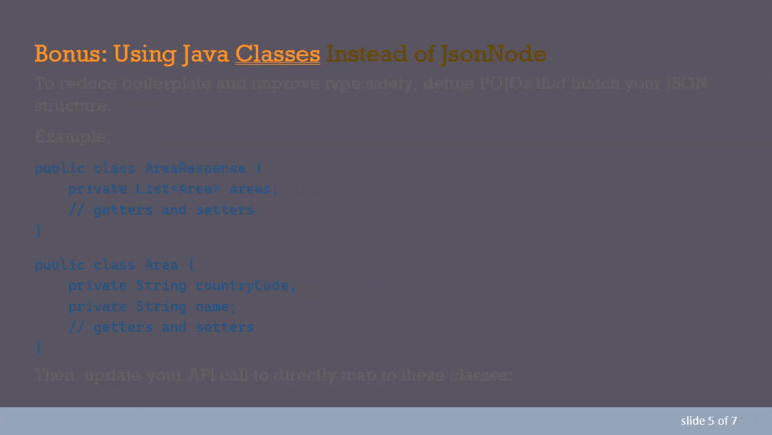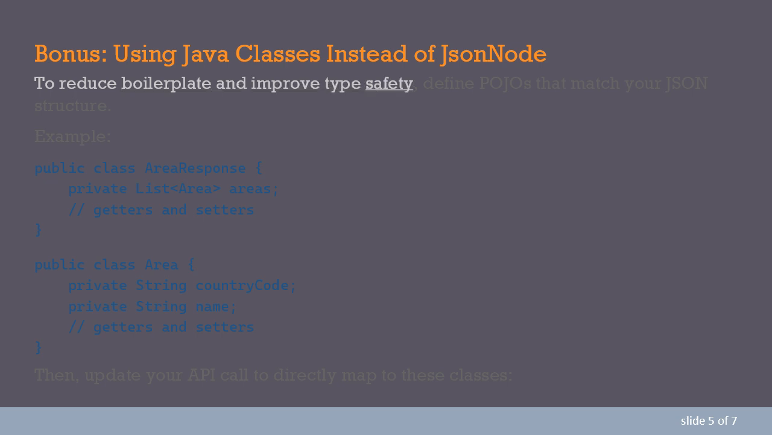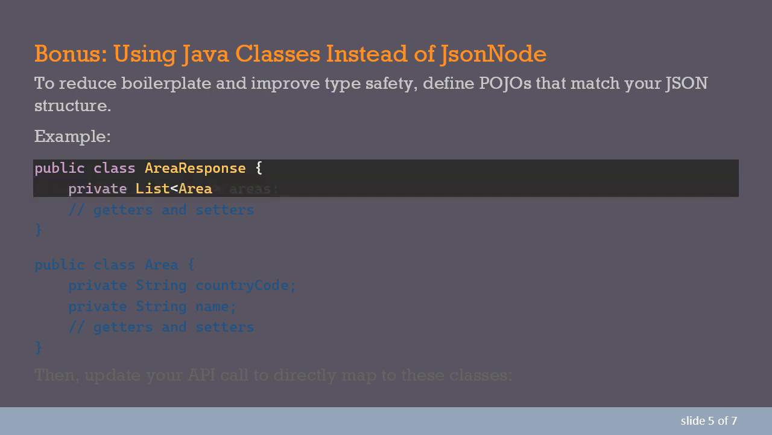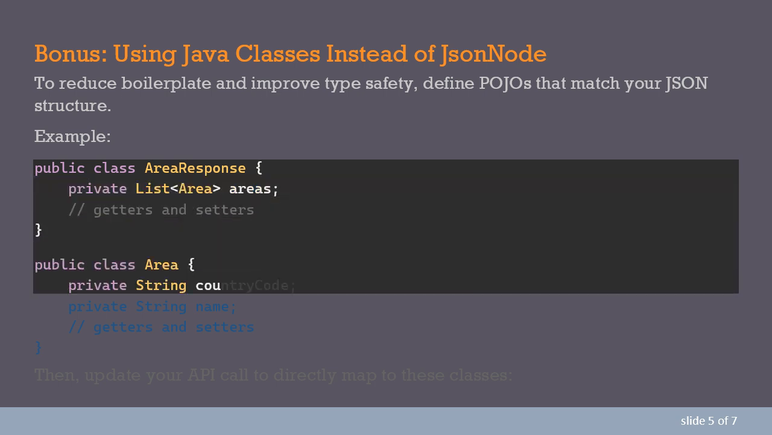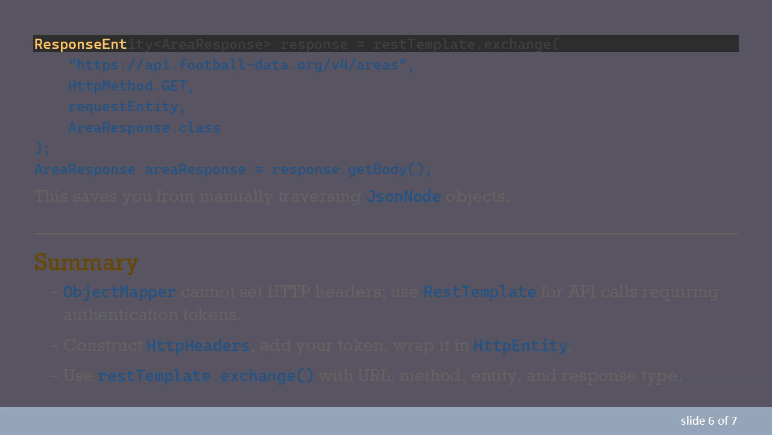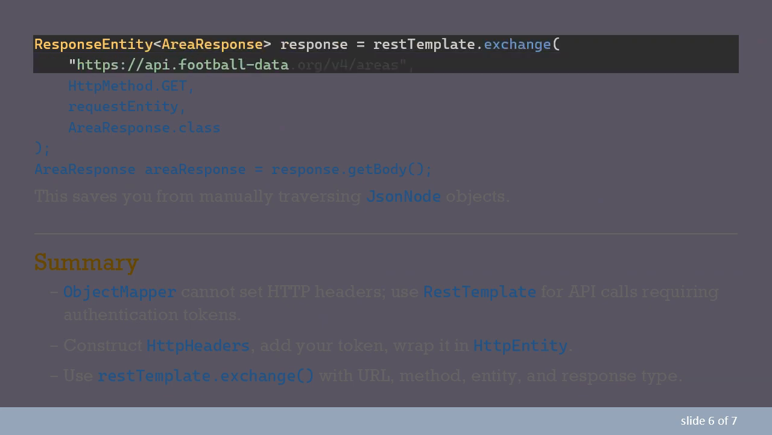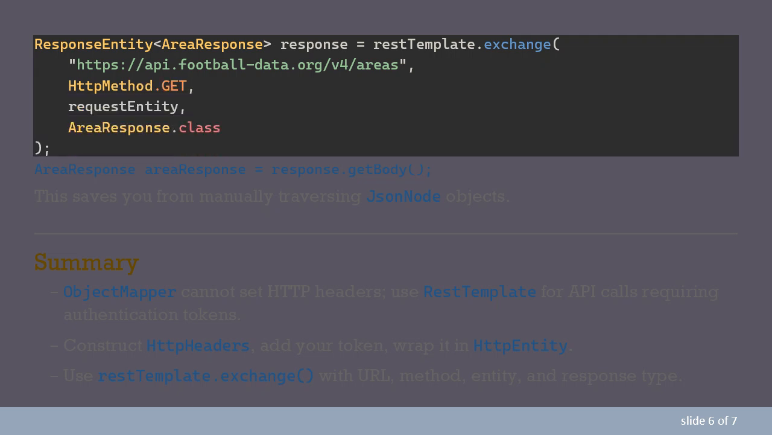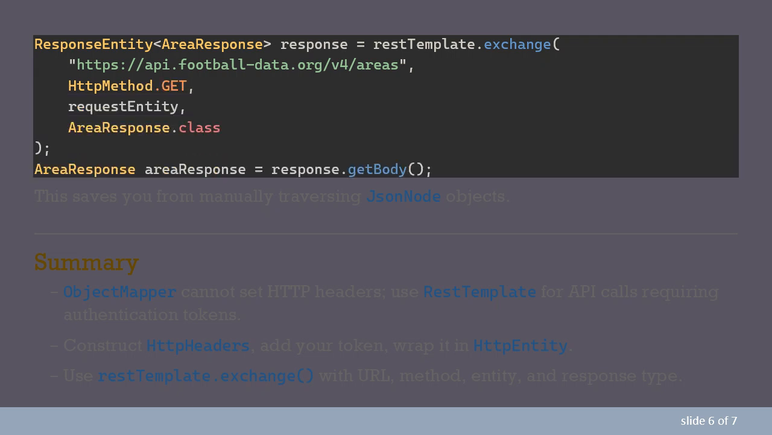Bonus: using Java classes instead of JSON node. To reduce boilerplate and improve type safety, define POJOs that match your JSON structure. Example. Then, update your API call to directly map to these classes. This saves you from manually traversing JSON node objects.